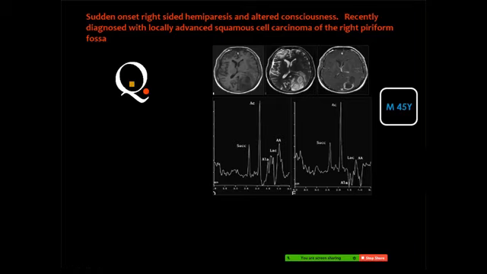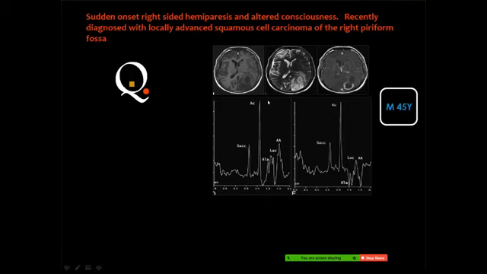Metastasis? No, no choline at all. You see this? Lymphoma? Radiation necrosis? You see this? What is this? Yes. Succinate. Succinate, which is present in abscesses. Succinate and amino acids are seen in abscesses.